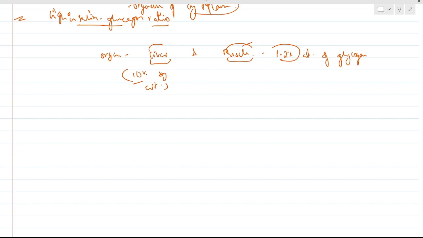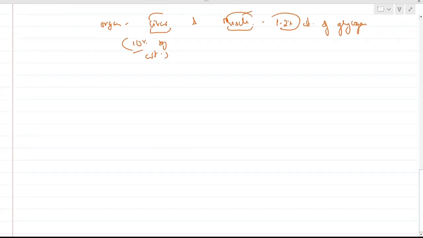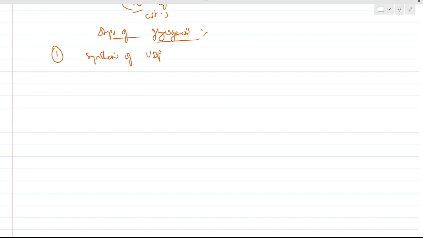Now we will go see the steps of glycogenesis, the synthesis of glycogen. First step, remember, is the synthesis of UDP glucose.